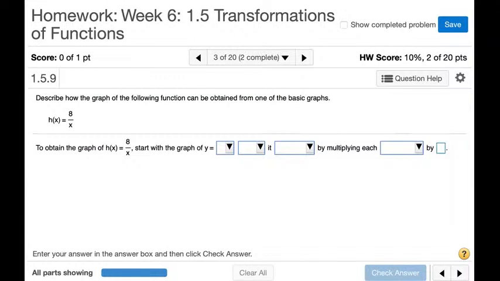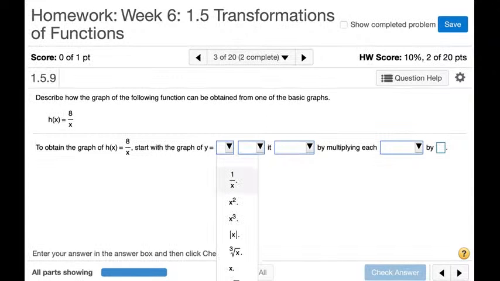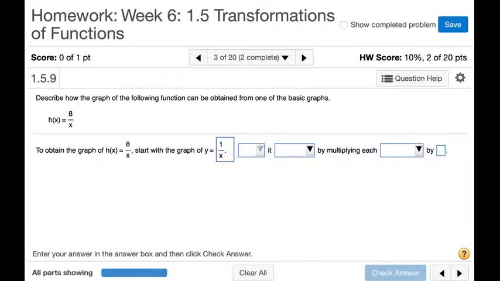Okay, so the base function here is the reciprocal function, which is 1 over x. So we multiplied it by 8. So we start with the graph of 1 over x. We're going to stretch it vertically by multiplying each y value by 8.